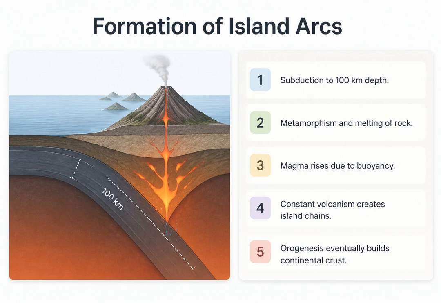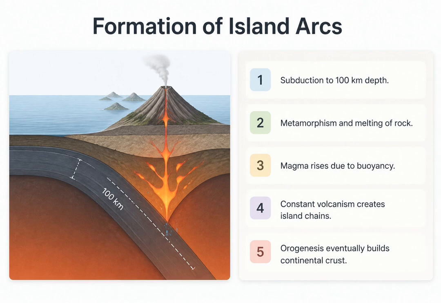As the oceanic plate, loaded with wet sediments, sinks into the hot asthenosphere, it undergoes extreme pressure and temperature. Around 100 kilometers deep, the rocks metamorphose and melt. This creates magma, which is lighter than the surrounding rock. Buoyancy forces this magma upward, leading to constant volcanic eruptions on the ocean floor.